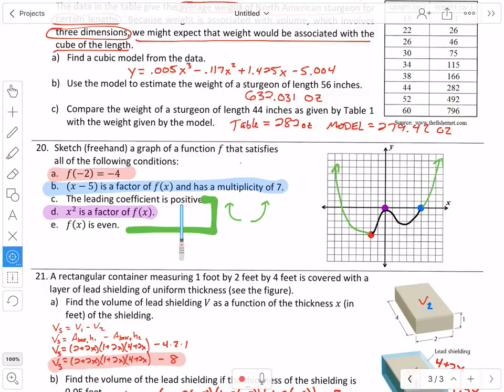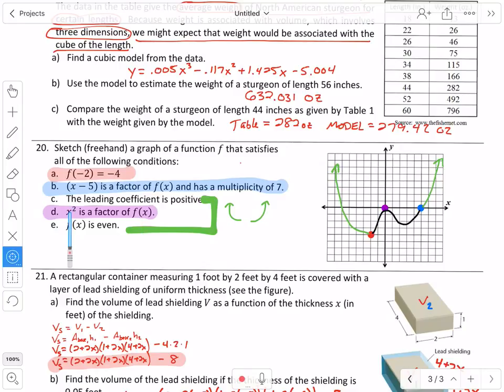C, the leading coefficient is positive. If the leading coefficient is positive, that helps, but at this point, I don't know if that means that it starts up and goes down, or if it goes down and comes back up. D, x squared is a factor of f of x.